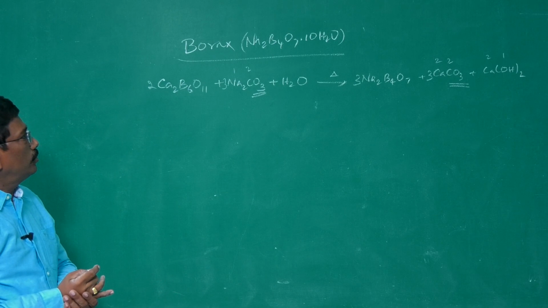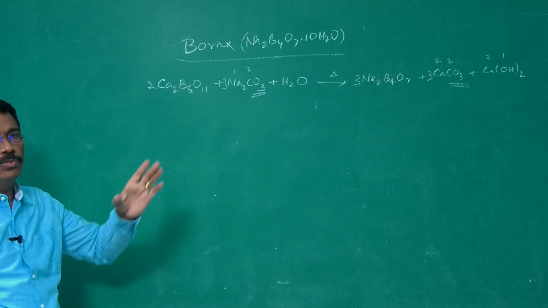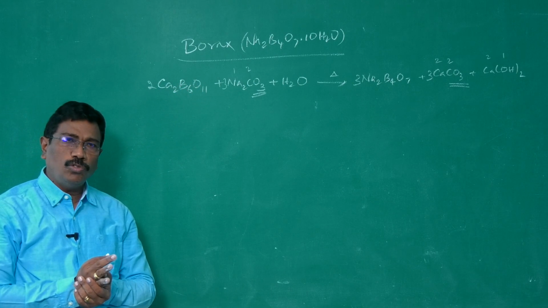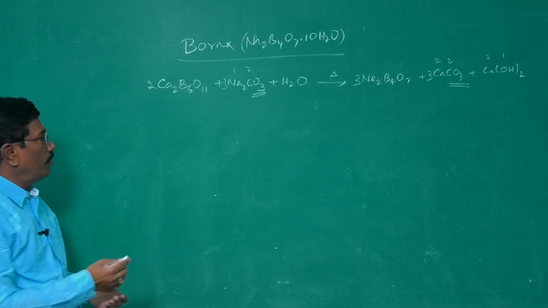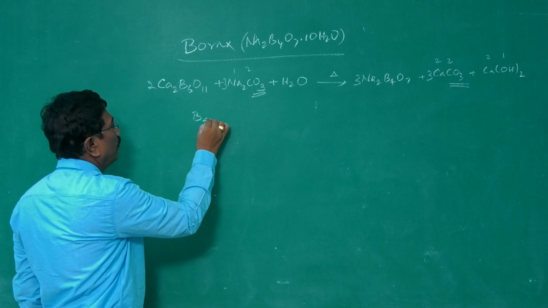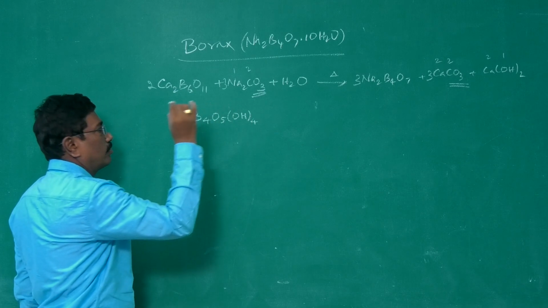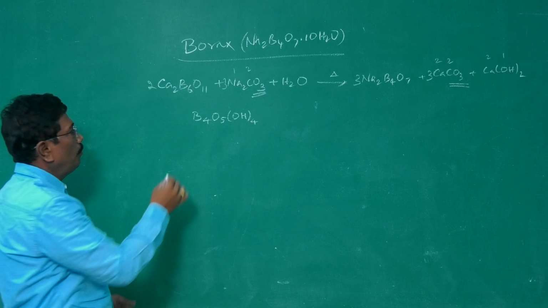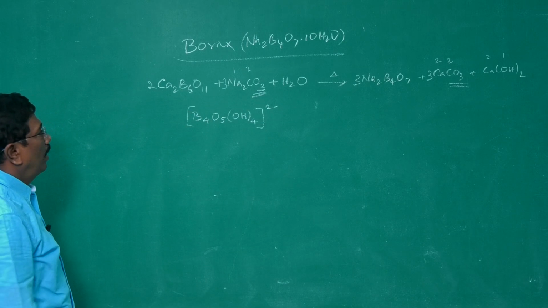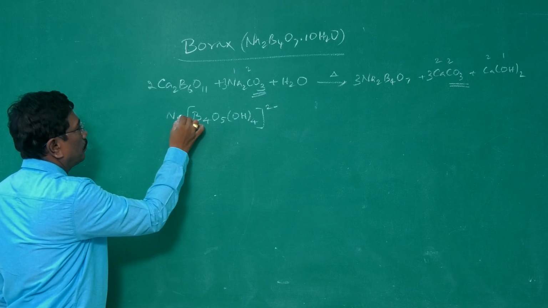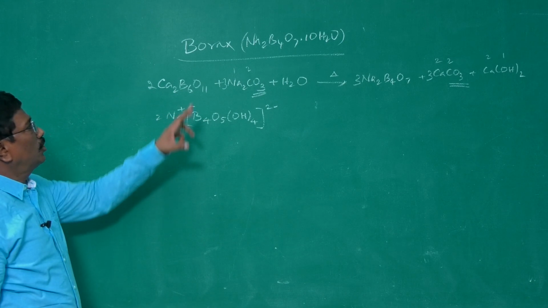Borax usually occurs as Na2B4O7·10H2O. It may also be present as a tetranuclear unit. In the tetranuclear unit, it is present in the form of B4O5(OH)4, which carries 2 minus charge. Outside the coordination sphere we write 2 Na plus. That is said to be borax.